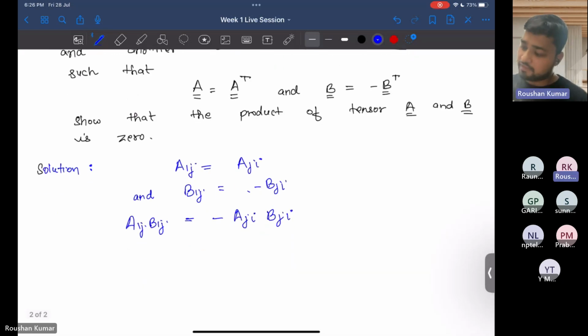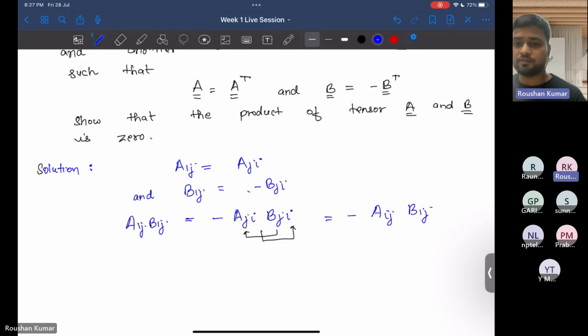As you see here, j and i both are repeating twice. So they basically represent dummy indices or repeating indices. So we can give any indices to them, so we can change their form. That means we change the index j with i and i with j. We can do this with dummy indices. So it becomes Aij and Bij. What I do is I change the index j with i and i with j, so it becomes minus of Aij and Bij.